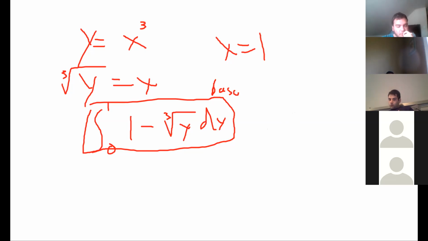So the first shape seems to be a square. Now the area of a square is u squared. So A is simply going to be the integral from 1 to 0 of 1 minus cube root of y, this is going to be squared, dy. Okay. And you can do it by hand. If not, it doesn't matter. Turns out to be 0.1.